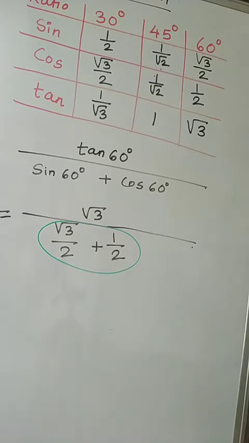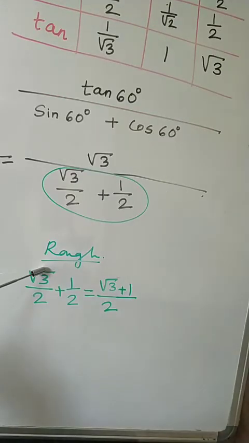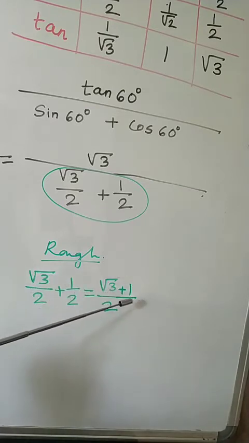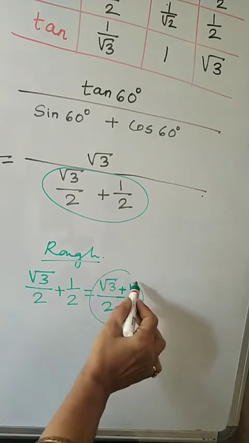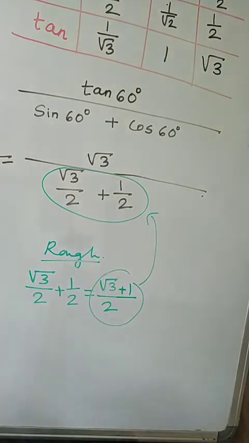Let's see how. So observe, root 3 in rough columns. You can do this. Root 3 upon 2 plus 1 upon 2. Since the denominator is 2 and 2, it becomes a common denominator. And all you need to do is add the numerators. So root 3 plus 1. Now root 3 and 1 cannot be added. So we leave it as root 3 plus 1 upon 2. And this is what will come as the addition answer in the next step.